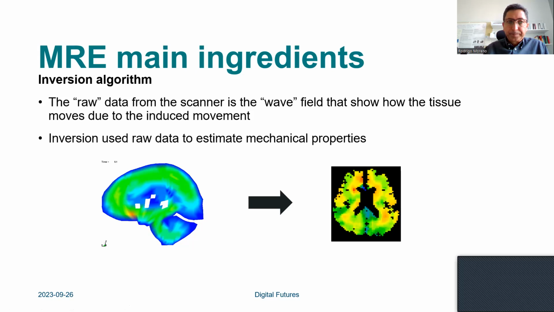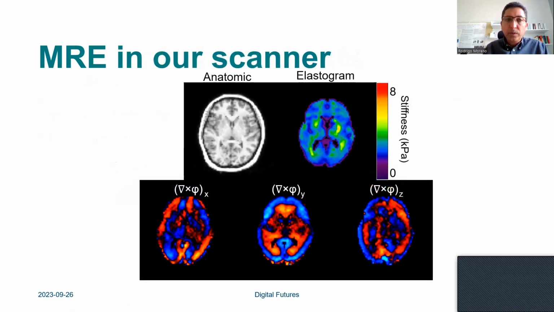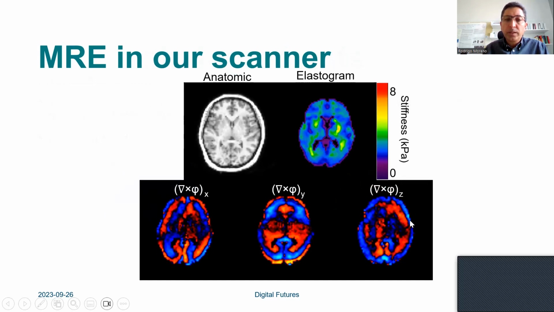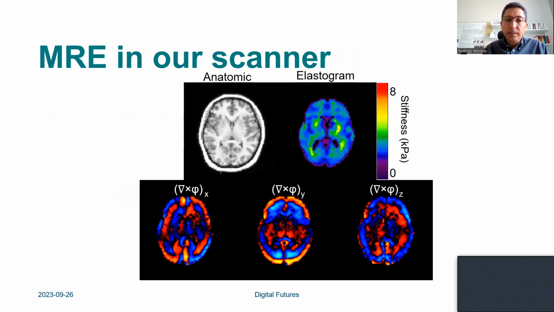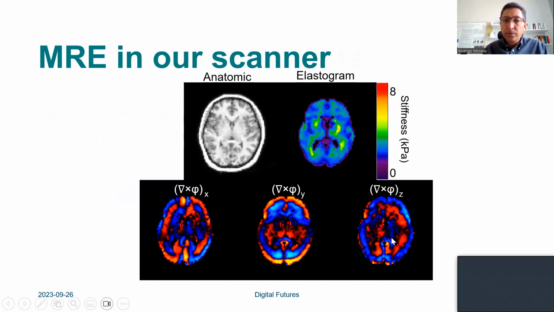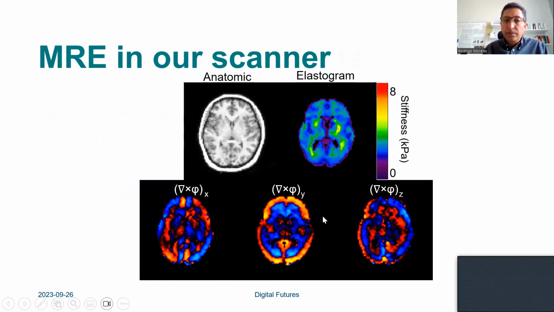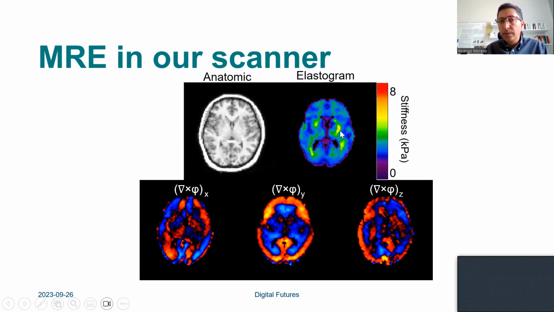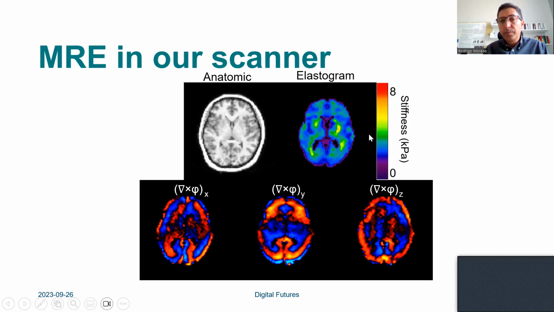And this is how it looked in our scanner. So we have here an anatomic image, and this is what we acquired. You can see visually how the waves are propagating inside the brain in the X, Y, and Z direction, and this is the time result. So this is the wave image, and then after inversion, we can get the elastogram, which tells you how stiff or soft the tissue is in different parts of the brain.